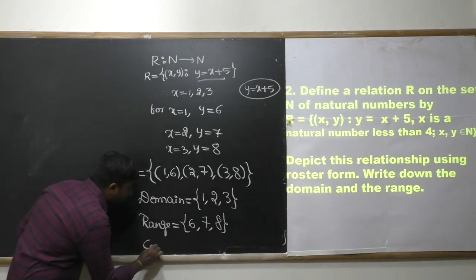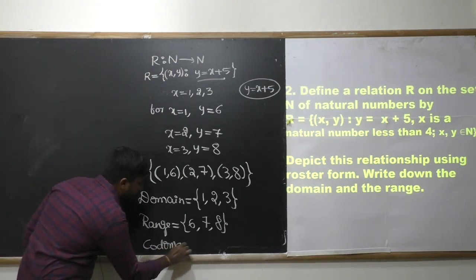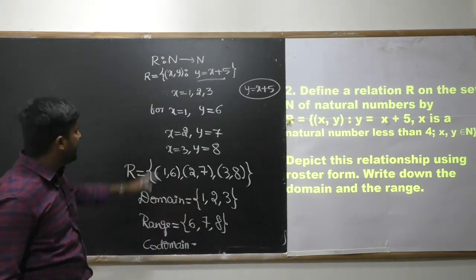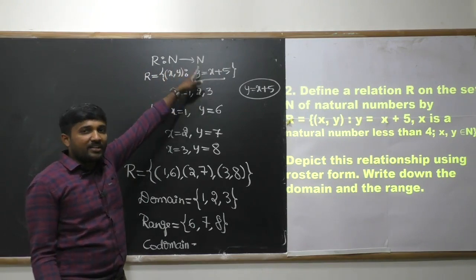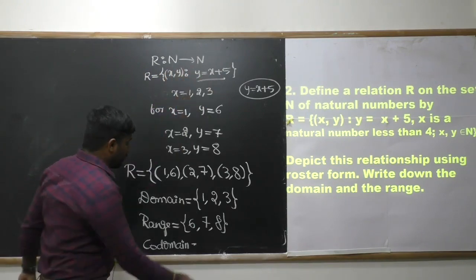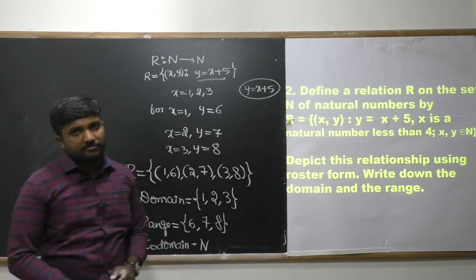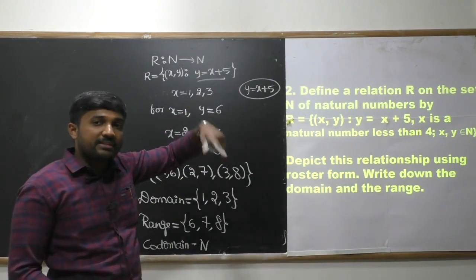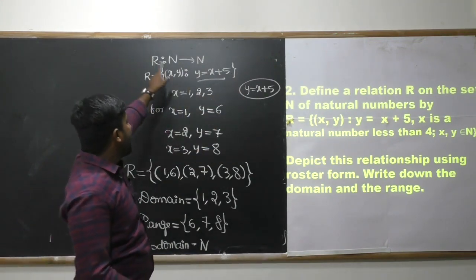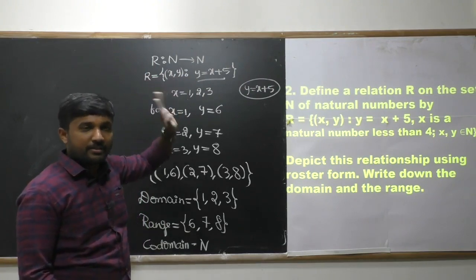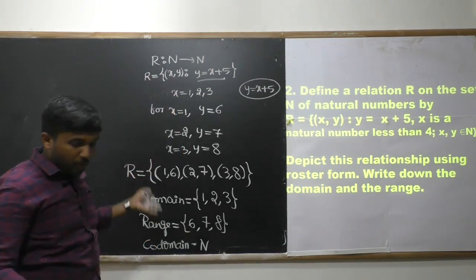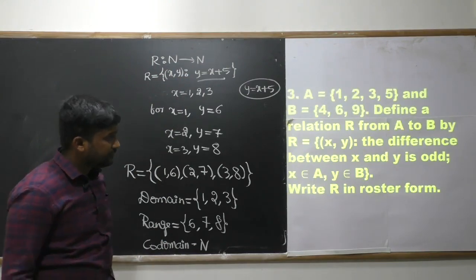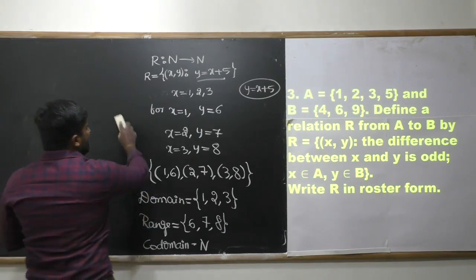Next, codomain. What is codomain? Codomain was not asked in the problem, but we can write its codomain, right? R is a relation from N to N. So the second set is N only. So codomain is the set N. In the problem only one set is mentioned. R is a relation on the set N means it is a mapping from N to N. Got it? Okay, this is the problem related to domain and range of the given relation R. Third problem. Please see the given data.